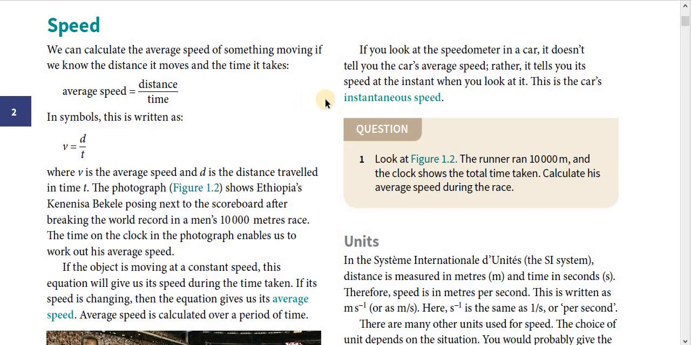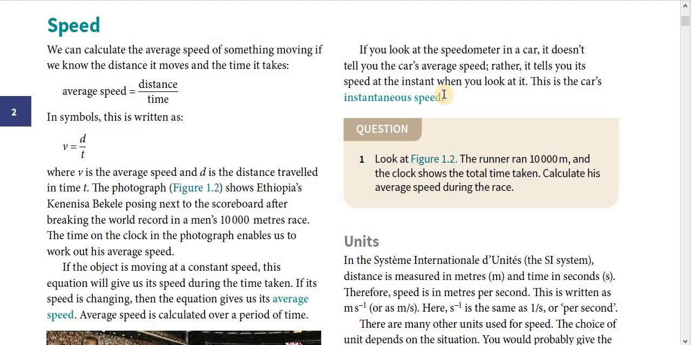Then we have something more, that is the instantaneous speed. The instantaneous speed is the speed at a particular moment. For example, let's say you are driving a car. Then you look at the speedometer. The reading on the speedometer is the instantaneous speed. The speed at that moment is called the instantaneous speed.